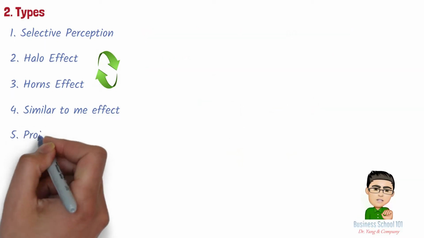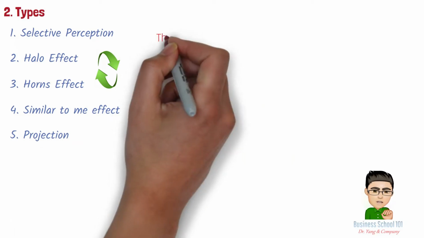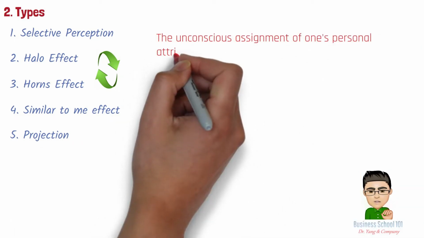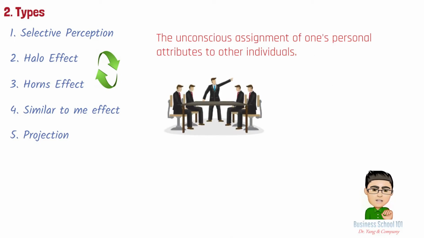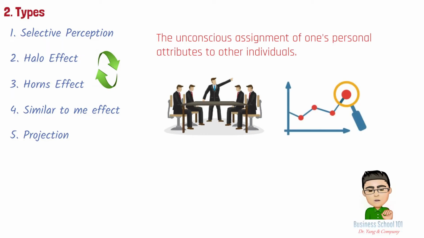Number 5. Projection. Projection is the unconscious assignment of one's personal attributes to other individuals. For example, an ambitious new leader might assume that others have similar levels of energy and motivation, or that everyone wants more challenging tasks. In doing so, the manager is projecting her own traits onto others.